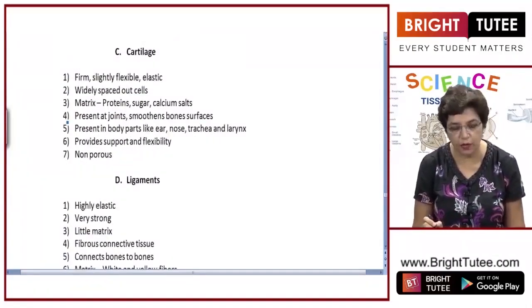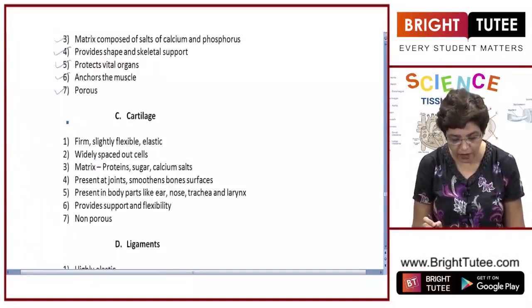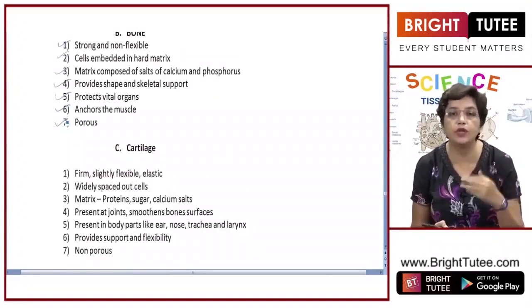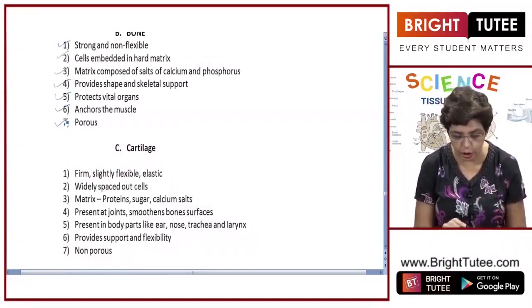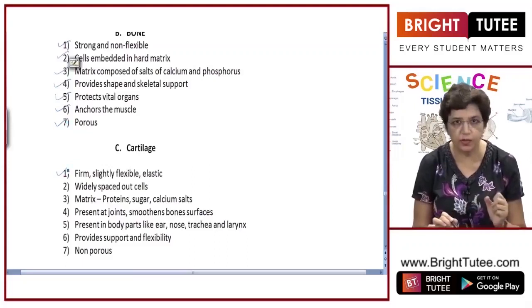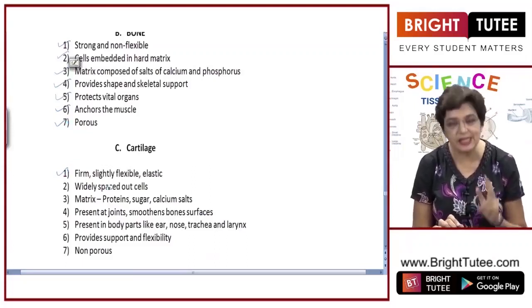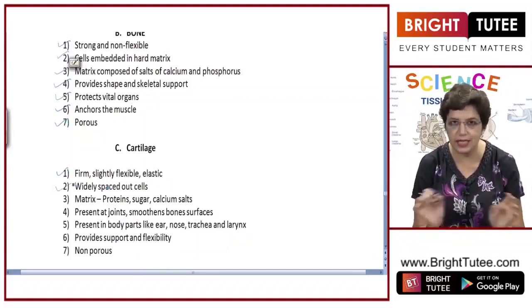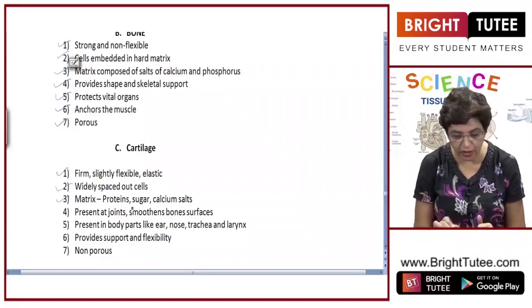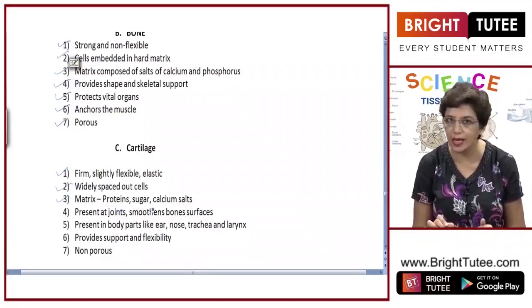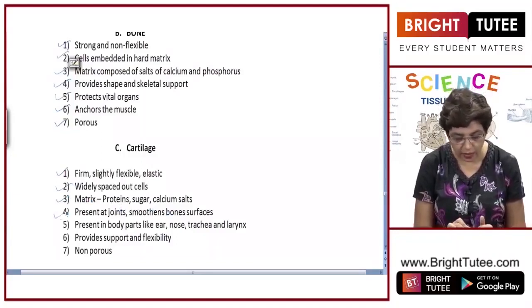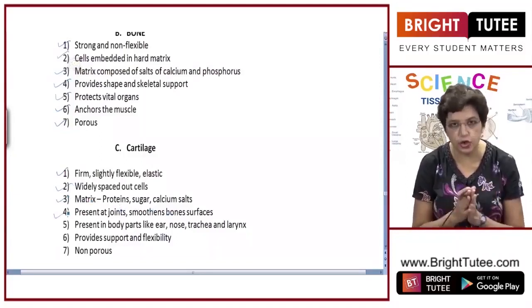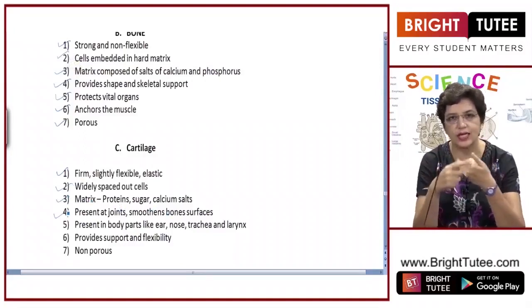Next type of connective tissue is cartilage. With these characteristics, you will be able to differentiate between bone and cartilage. Cartilage is firm, although it is strong, but it is slightly flexible and elastic. The cells are widely spaced out, and the matrix is made up of proteins, sugars, calcium and calcium salts. Where are they present? They are present at the joints. Between any two bones, the cartilage is present.